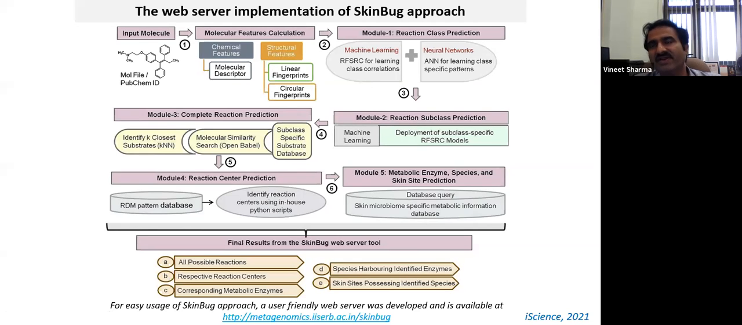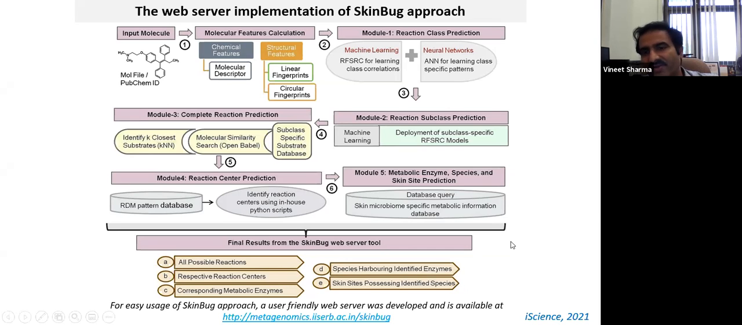So first we predicted the 6 enzyme classes, and we looked at what the subclass is, and then what the exact enzyme is, which is done in module 3. For finding the exact enzyme, we use molecular similarity by Open Babel and a Tanimoto coefficient of more than 95, using KNN approaches to pinpoint the exact enzyme which will do this job. And then, using the RDM pattern database, we looked at the exact reaction center where that enzyme will act, so that we can predict the resultant metabolites after the breaking down of that molecule.